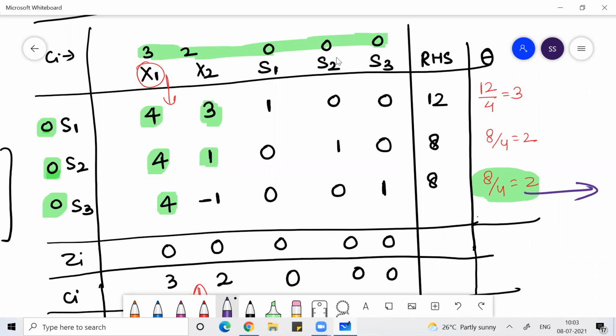So how will we decide which variable is leaving the solution? For that, we'll find the theta. Once we find the theta, whichever variable has the minimum theta value will exit the solution. So out of S1, S2, S3, which one is exiting the solution? S3 will exit the solution.